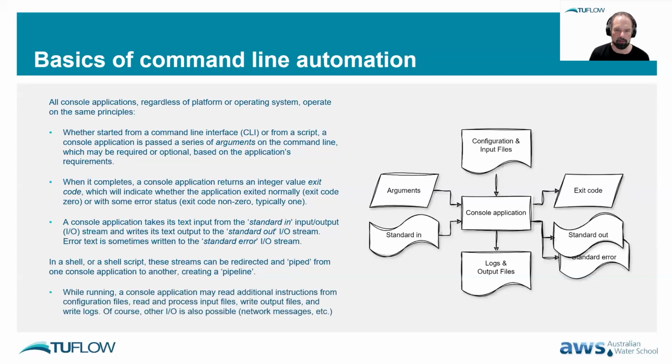Then, while running, of course, the console application could get additional input from input files or configuration files, and it'll create logs and output files. And of course, other I/O might be possible as well, like network messages. In the case of an application like TUFLOW, an example is TUFLOW will communicate with CodeMeter to get a license, and it does some network traffic for that. But mostly it runs off of configuration files and input files and produces logs and output files. This is generally the model for any console application, and that's important to keep in mind because anything you run on the command line interface is either a console application or some kind of built-in command of the operating system or shell, and they all work in this same basic way.